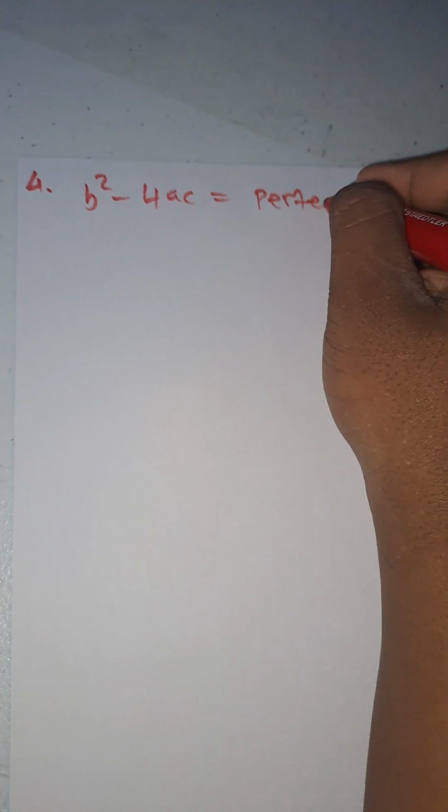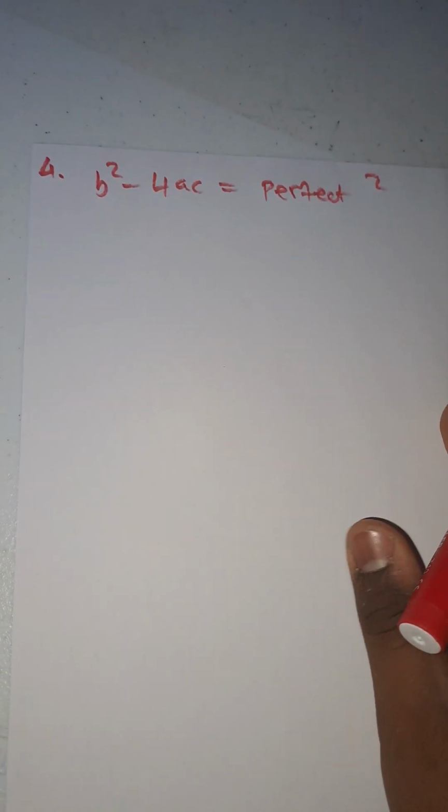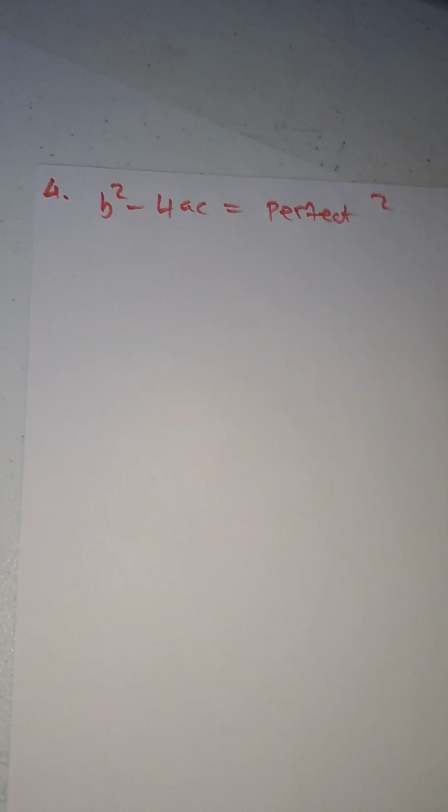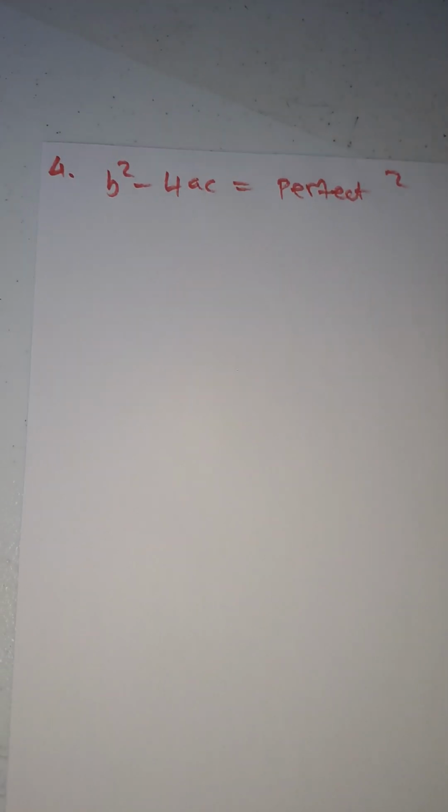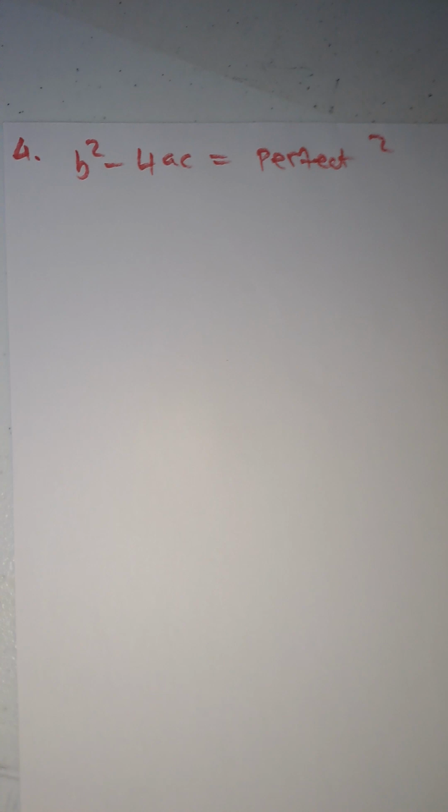So now let's go to number 4. When the discriminant is equal to a perfect square, a number whose square root is a whole number, you know that most. Then there will be real and rational roots. So b squared minus 4ac is now equal to a perfect square. When the discriminant is equal to a perfect square, a number whose square root is a whole number, the roots will be real and rational.